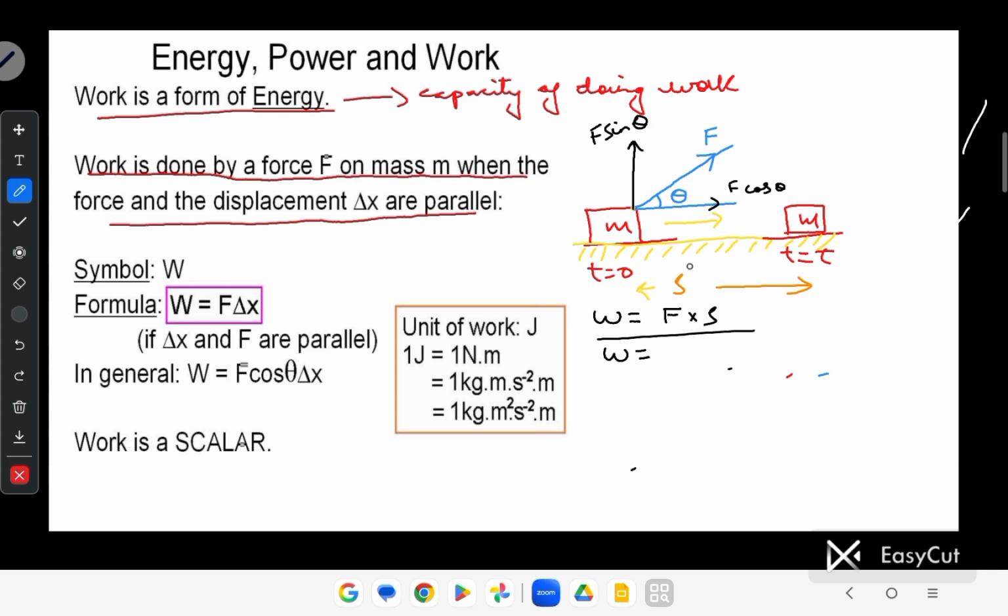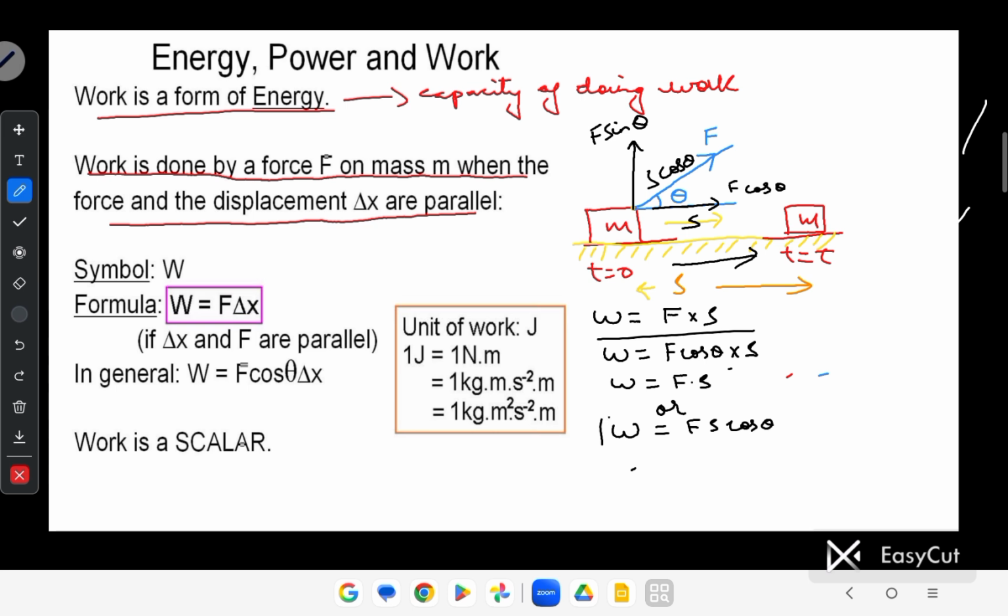We can see that the displacement is in the horizontal direction and the applied force is parallel to the displacement over here. So I can write it as F cos theta into S. Actually this is the dot product F dot S, or we can also write W is equal to F S cos theta, because in the direction of the applied force, the component of displacement is S cos theta acting in this very direction.